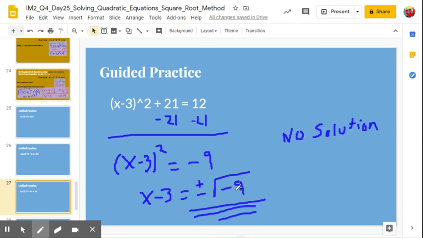Now, I bet you some of you thought you took the square root of that and probably put plus or minus 3 somehow.